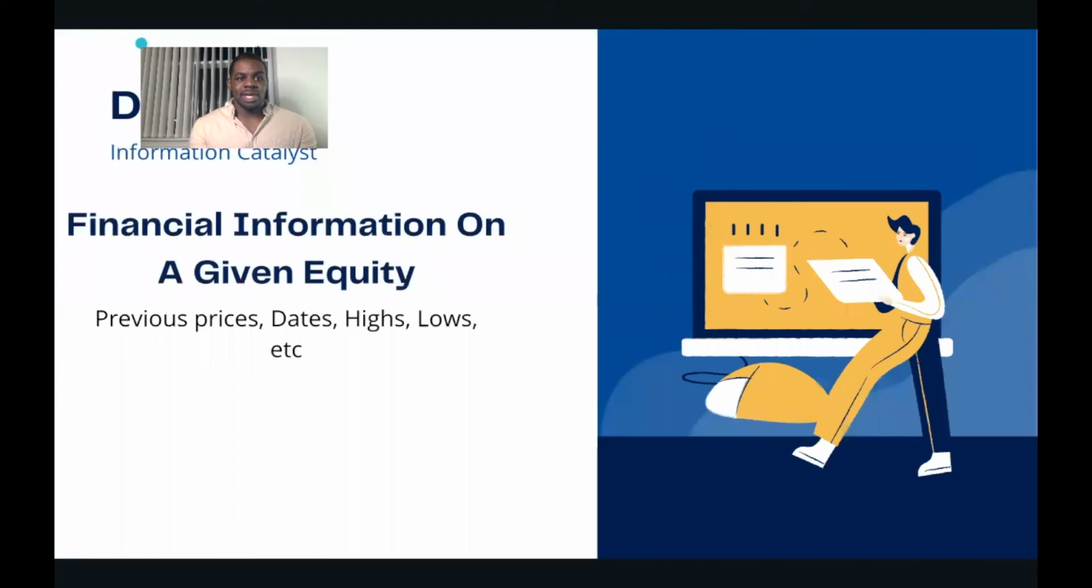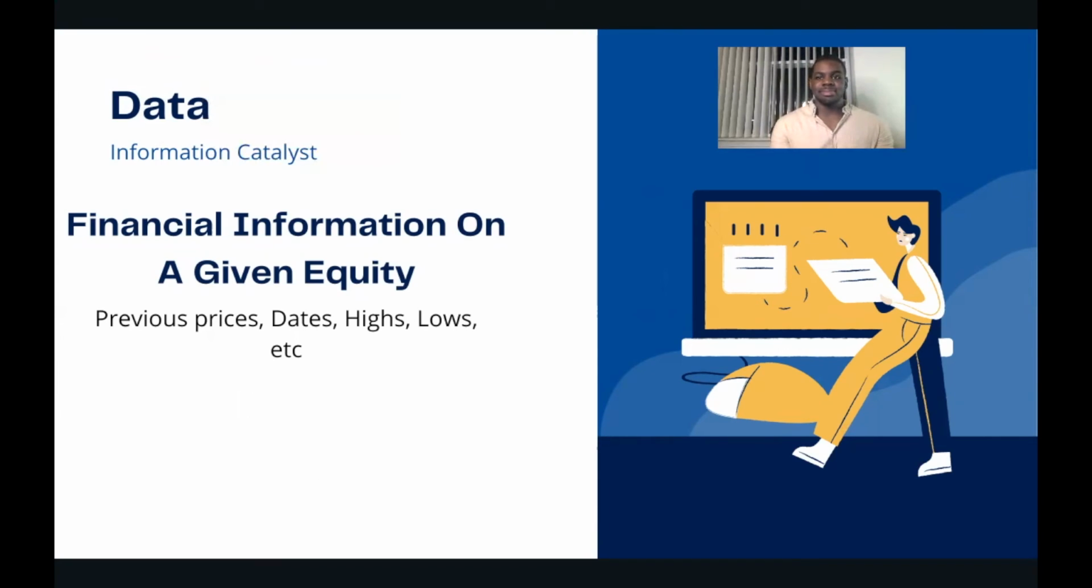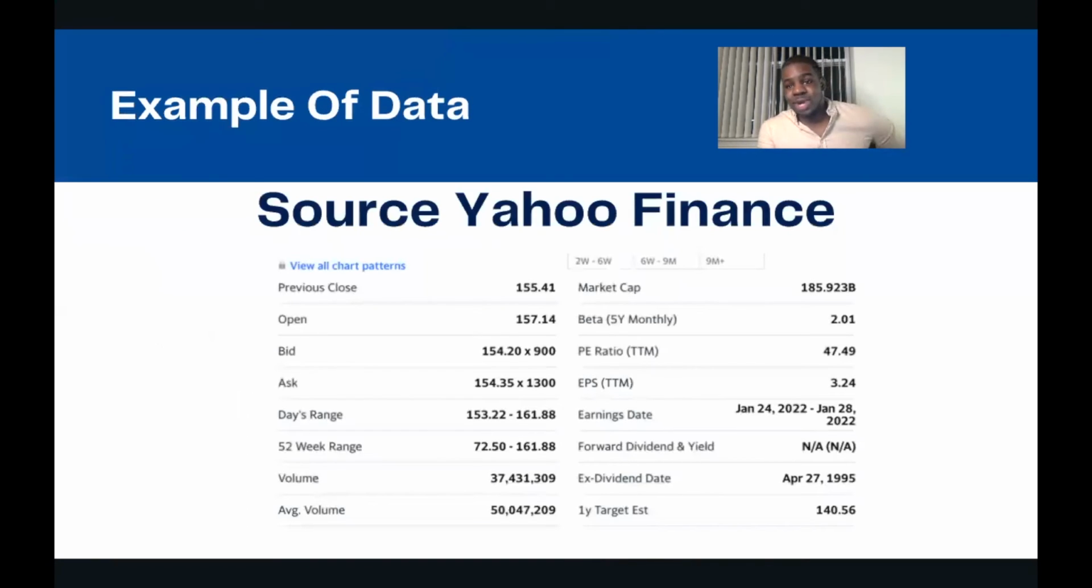Start with data. Financial information on a given equity: previous prices, dates, highs, lows, etc. That doesn't sound familiar to you? Let me show you something. If you go on Yahoo Finance right now for any stock that you're looking for, you're gonna get this actual table. That's data. That's all it is. It looked crazy before when I was showing you on the actual chart, right? But that's literally it. That's everything we look at on any market. If you go on Robinhood right now and look at your favorite stock, that's what you're gonna see. That's the data that algorithmic traders are looking for. That's it. It's not complicated.